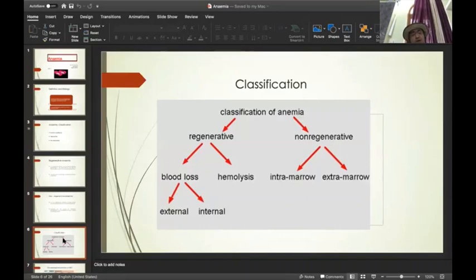Regenerative anemia occurs in blood loss or in hemolysis. The blood loss is again of two types, external type and internal type. If the blood loss is occurring inside the body due to any other reason, or if the injury is outside, it may be external and internal loss of the blood. Now coming to non-regenerative anemia, it is again of intramarrow, means the real problem is inside the bone marrow. Bone marrow problem is there, and if it is extramarrow, for example, just we have seen, the example of extramarrow is loss of erythropoietin production from the kidney.